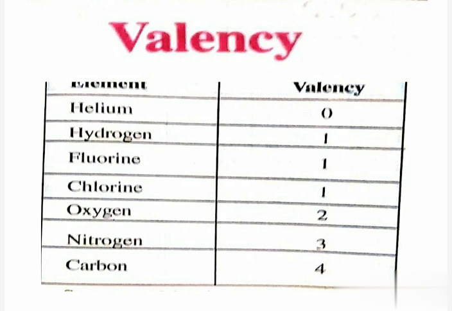The circular paths in which electrons revolve around the nucleus are called energy levels or shells. These shells are represented by n equals 1, 2, 3, 4 or K, L, M, N. In the first shell we can fill 2 electrons, in the second shell 8 electrons, in the third shell 18 electrons, and in the fourth shell 32 electrons.